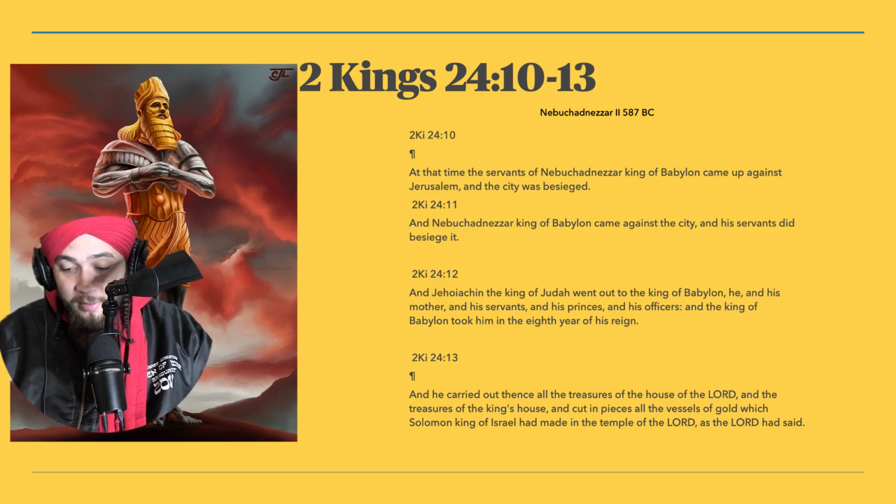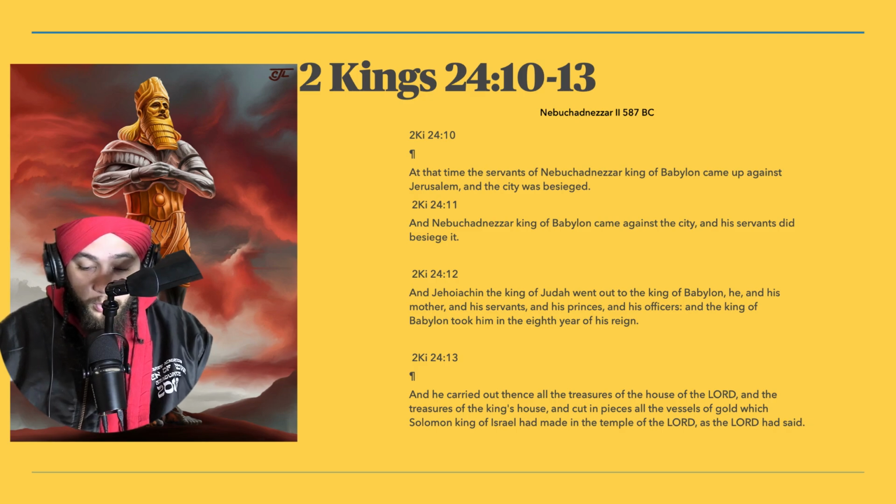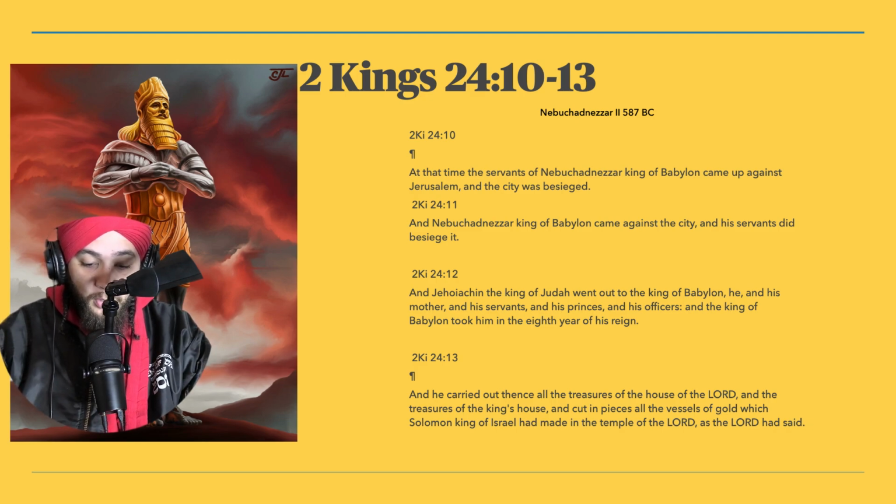And they besieged us. If we keep reading in 2 Kings 24:12, and Jehoiakim, the king of Judah, went out to the king of Babylon, he and his mother and his servants and his princes and his officers, and the king of Babylon took him in the 8th year of his reign. So Nebuchadnezzar visited Israel twice, right? The first time he took Jehoiakim, and they say roughly 10,000 plus men went into captivity. It was known as the Babylonian exile.